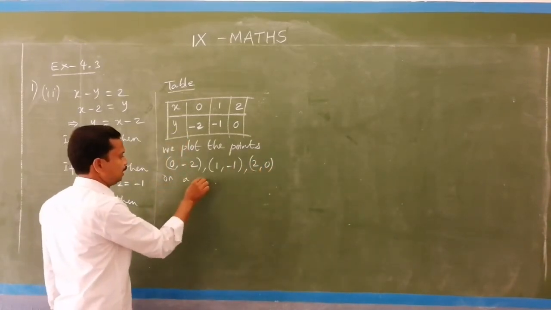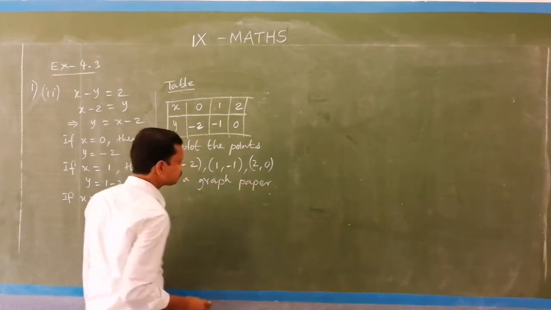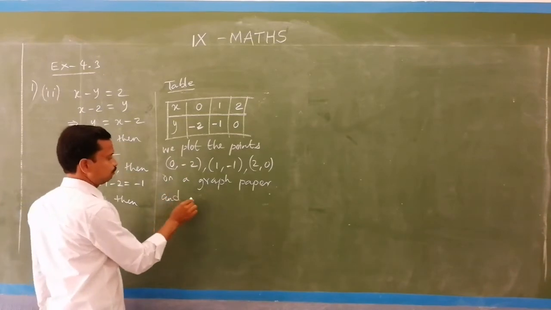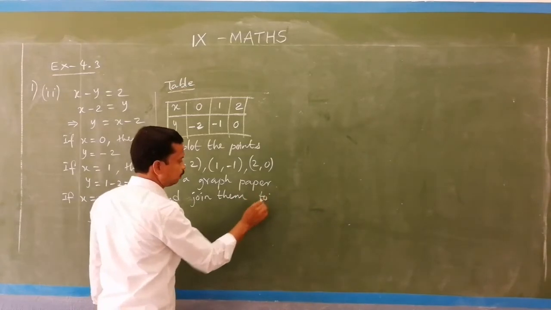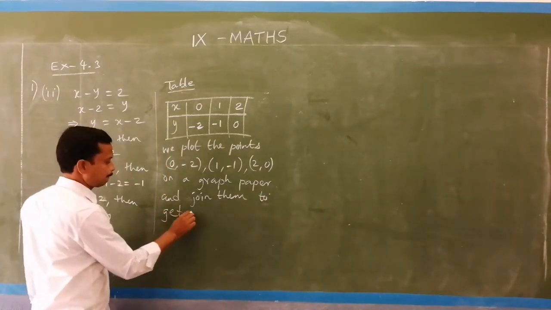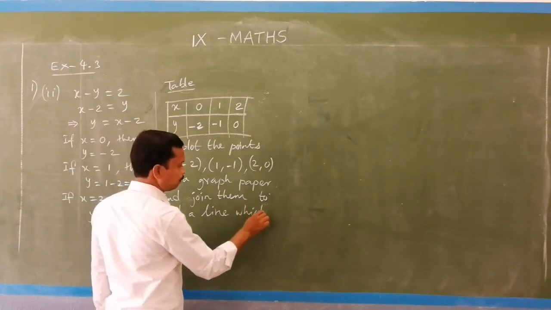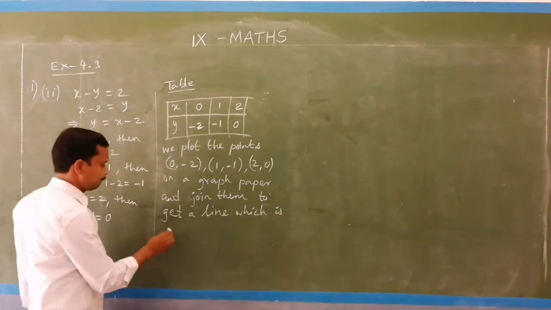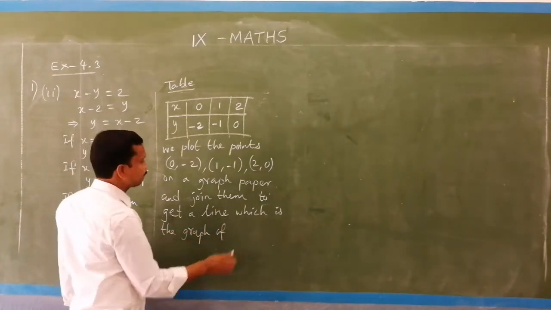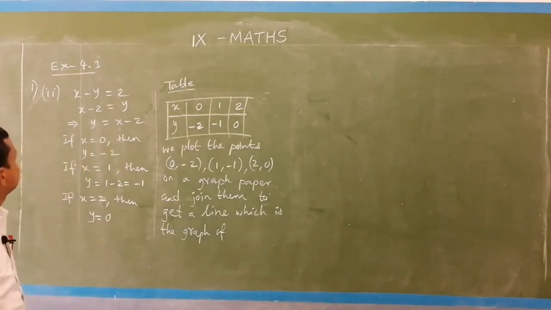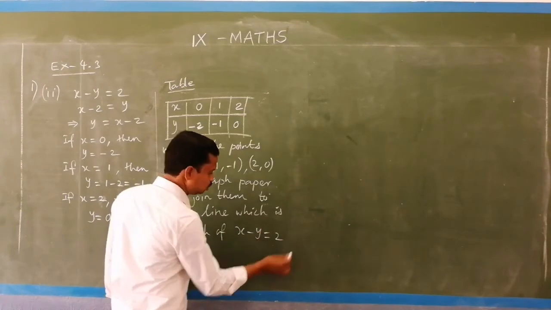on a graph paper, and join them to get a line which is the graph of the given equation. What is that? x minus y equal to 2. We have to write like x minus y equal to 2.